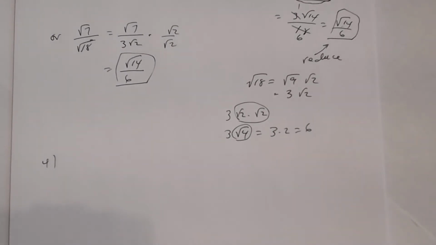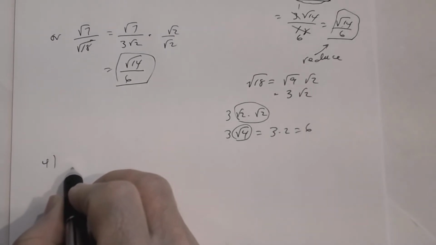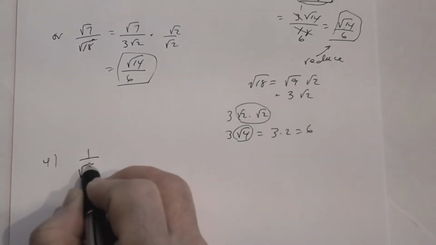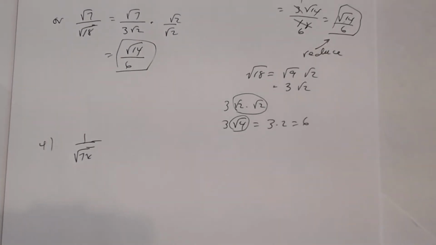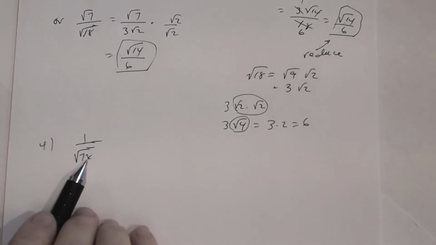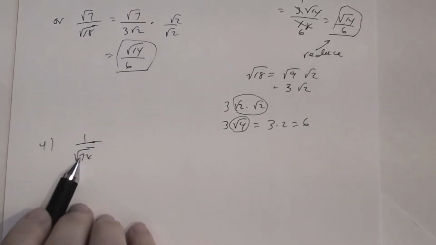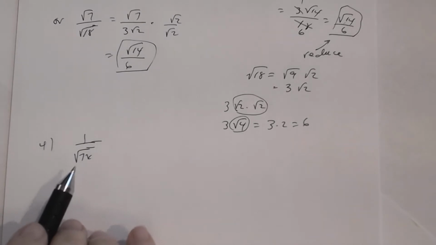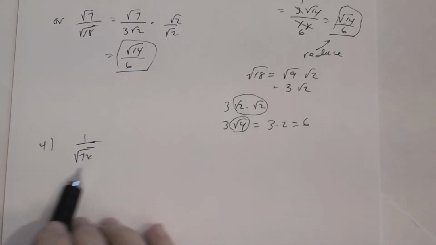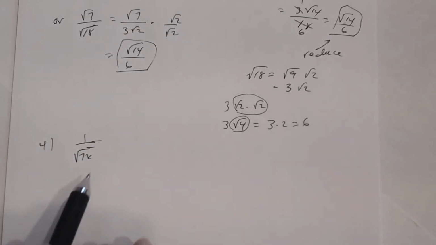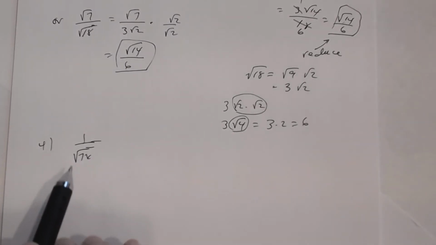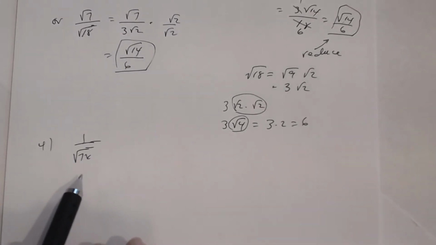Number 4, we have 1 divided by the square root of 7x. Notice I cannot simplify the square root of 7. But I do have an x in the radical, but that's okay. I know that in order to rationalize the denominator, that's irrational. I have a square root down there. You don't want a square root in the denominator. You want this to be a whole number, or an expression without the square root.